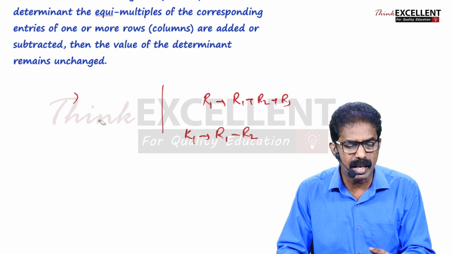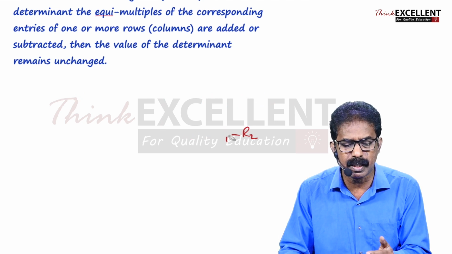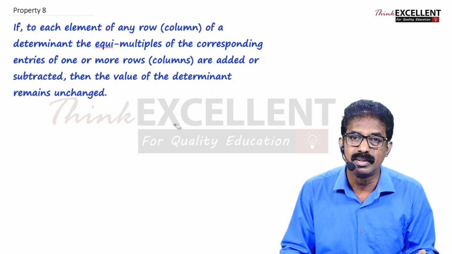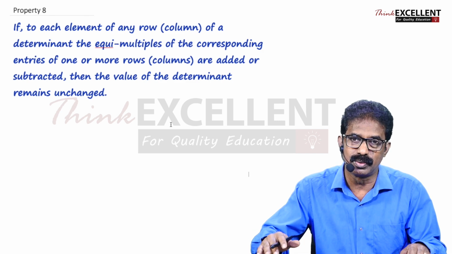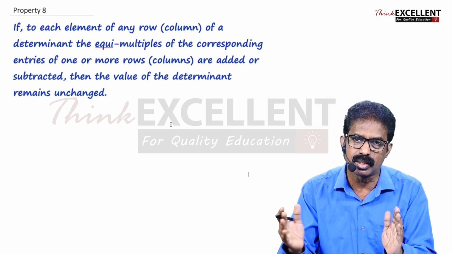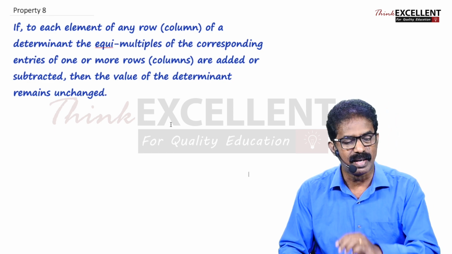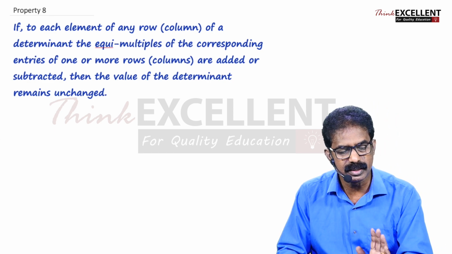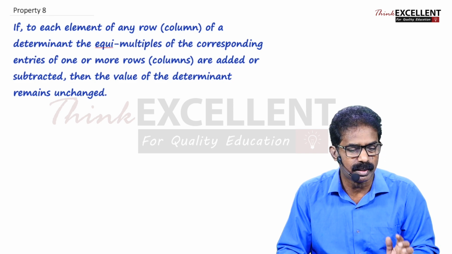So two rows can be added, subtracted. You multiply by some element and add. But you have to do it for the entire row, okay, or for the entire column. Two columns can be subtracted. All the three columns can be added. Okay, value won't change. So these are some of the very, very important properties.